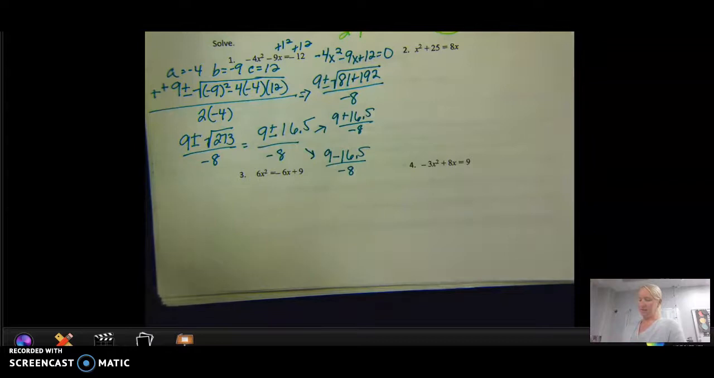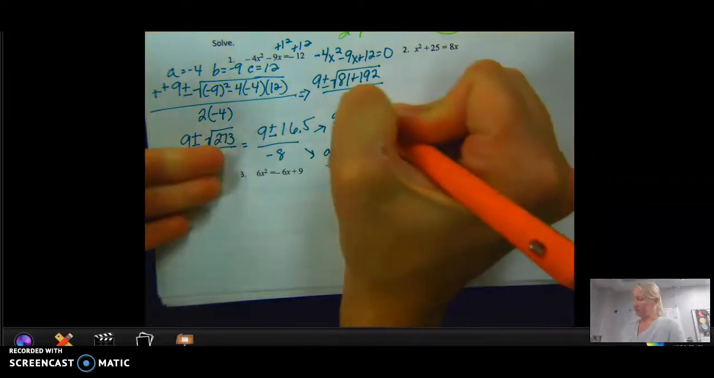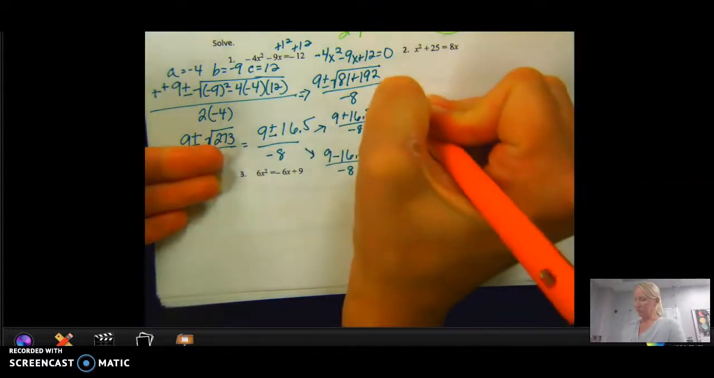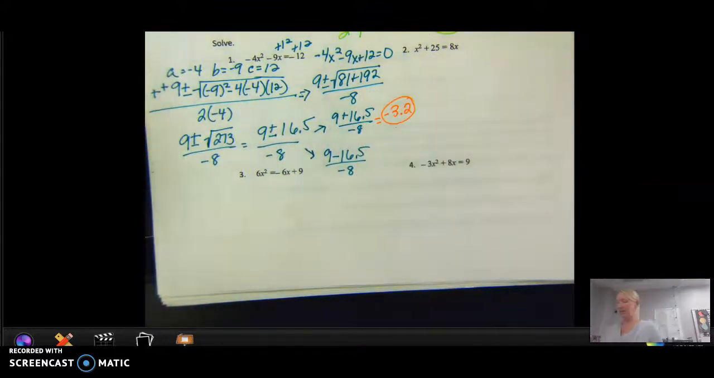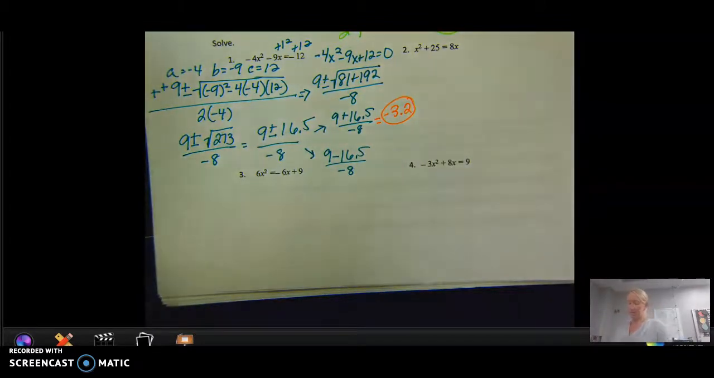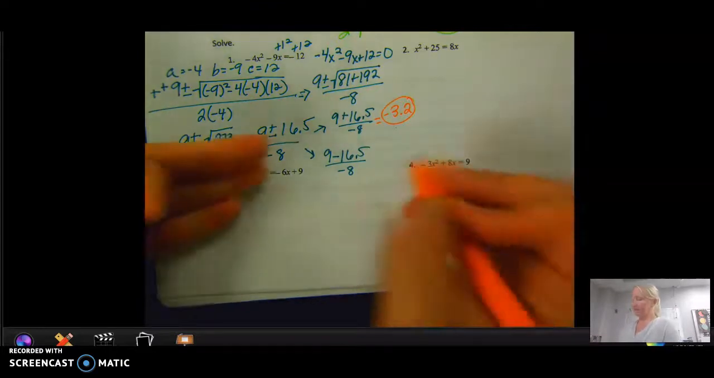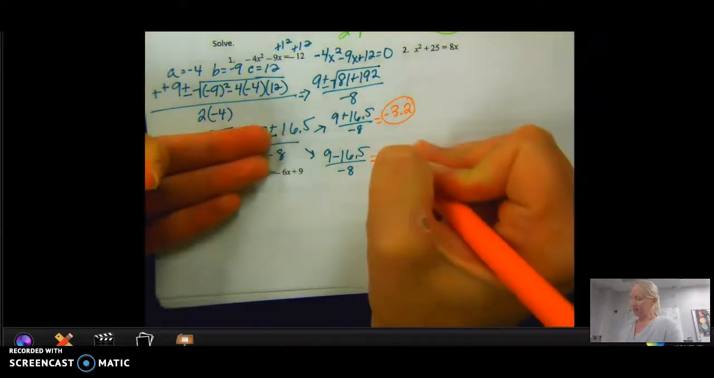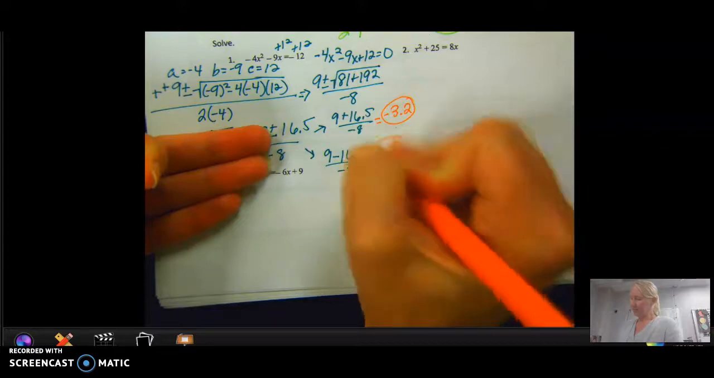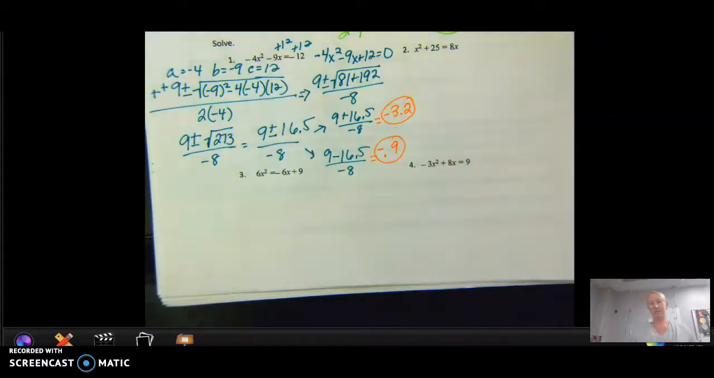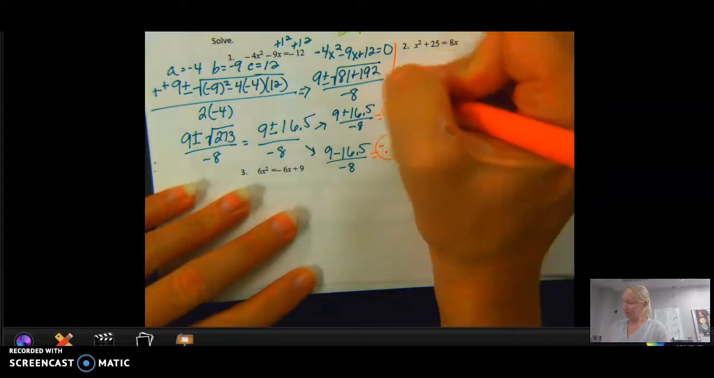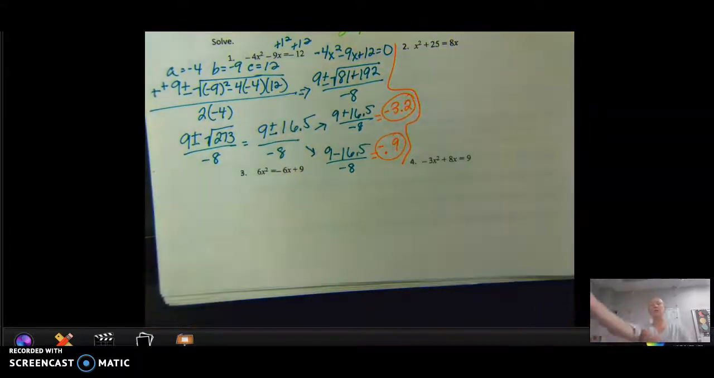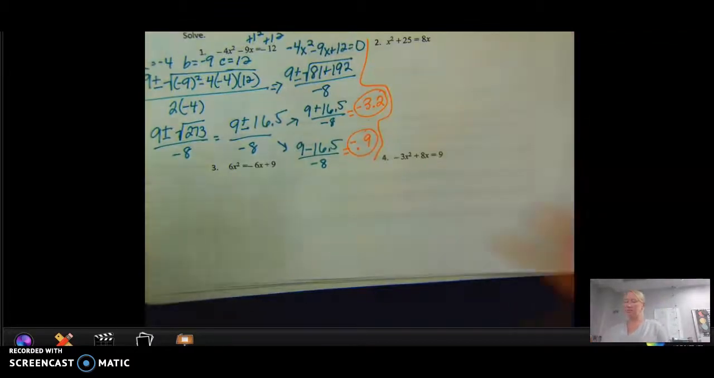All right, 9 plus 16.5 divided by negative 8 gives me a negative 3.2 if I'm rounding to the nearest tenth. 9 minus 16.5, enter, divided by negative 8, gives me a positive 0.9 if I'm rounding to the nearest tenth. We don't have a lot of room. These do take up more room, but you can see how these take a little bit more time than the other two methods. That's why if you can do the other two methods, please use those.